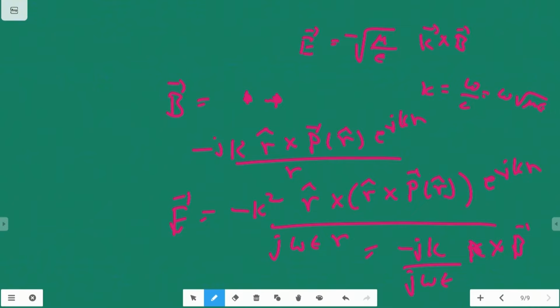into k cross B, along the unit vector along k, n cap cross B. So in other words, you have a relation that mod E by mod B equals the impedance of the medium, which is root mu by epsilon, and you can calculate all the parameters on this.